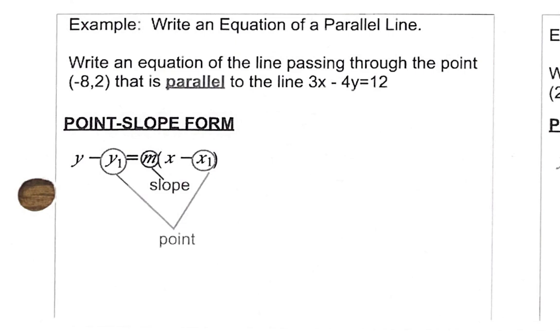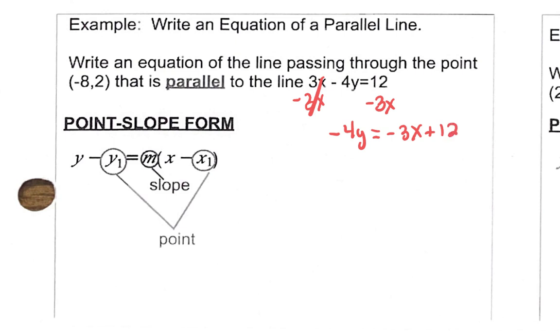All right, let's check out another one. So this time we are writing an equation that's going to pass through the point -8, 2 that's parallel to this one. Now as I'm looking at this, I have no clue what the slope is. I need to get this in y equals mx plus b, so that way I can actually tell what the slope is going to be. So to do that, I'm going to move the 3x to the other side of this equation using algebra. So this cancels, leaving me with -4y on the left, and then on the right side I've got -3x plus 12.